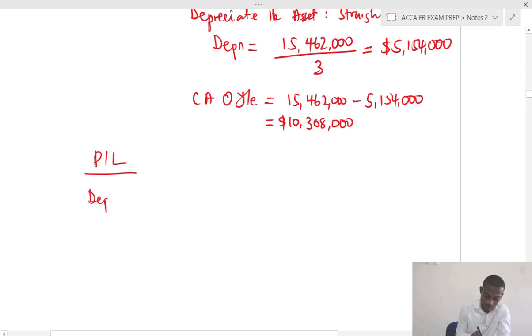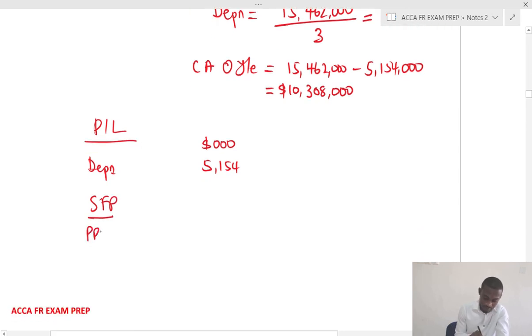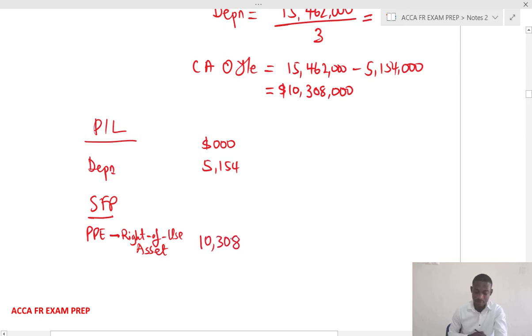So you notice that the P&L would show depreciation. Depending on where depreciation is classified or presented, be it cost of sales or admin, depreciation will be given as 5,154. And on the face of the financial position, under PPE or your non-current assets, you have right of use asset, and the balance will be 10,308 in the statement of financial position.